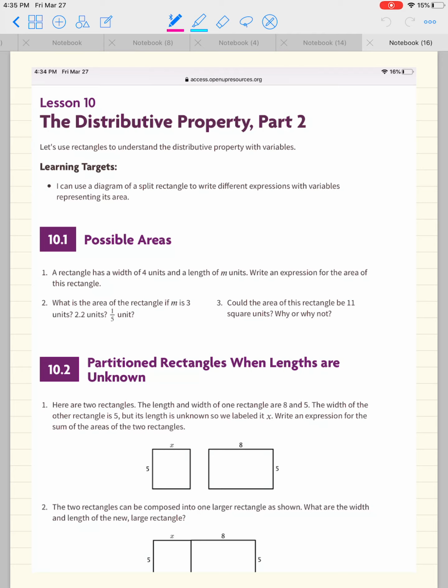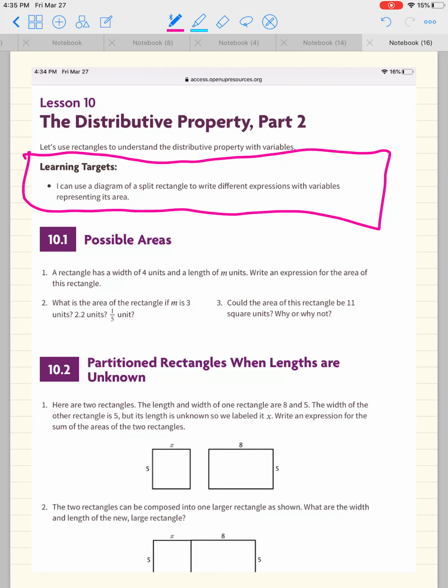Guys, we're doing lesson 10, the distributive property part 2. We only have one learning target today, and it is: I can use a diagram of a split rectangle to write different expressions with variables representing its area. Okay, that was kind of a lot to unpack, but I think that what this learning target is telling you will make sense as we do the lesson.